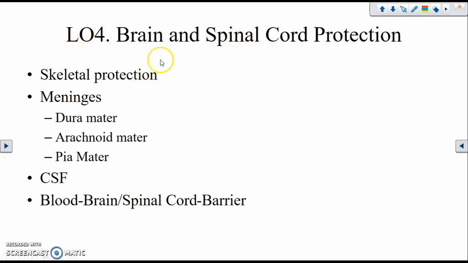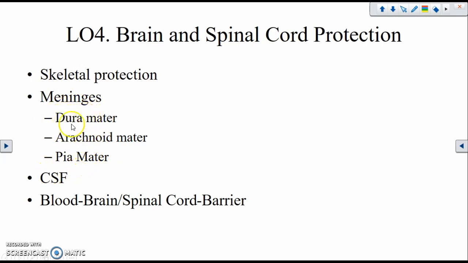Since the brain and spinal cord are very, very important, there are many ways that the brain and spinal cord are protected. So how do you protect yourself from traumatic brain injuries? The skeletal protection is obviously number one. The skeletal protection is the cranium and the vertebral canal, which protect your brain and spinal cord from physical trauma. The other thing is called the meninges, and meninges is just connective tissue that wraps the brain and spinal cord. And there are three.